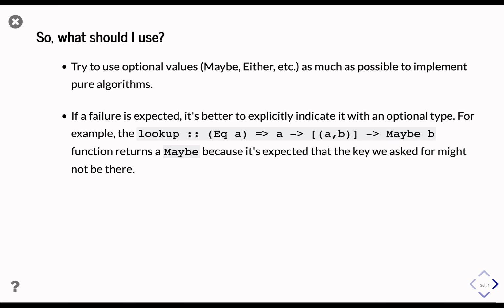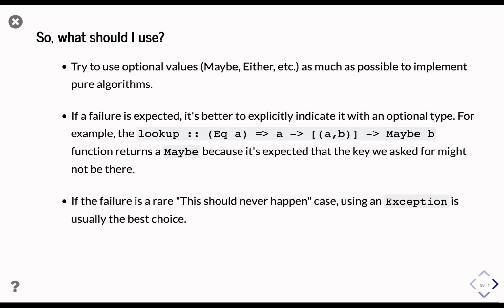We don't know which values we are going to have there, so it's not a thing that we should assume is extremely rare. So we have to wrap the result in a Maybe to indicate to the user of the function that we may return a value, but if there is no key of the value we pass, we return a Nothing. If the failure is a rare, this-should-never-happen case, using an exception is usually the best choice, because something will likely never happen and it's not worth it to fill your code full of Maybes or Eithers.